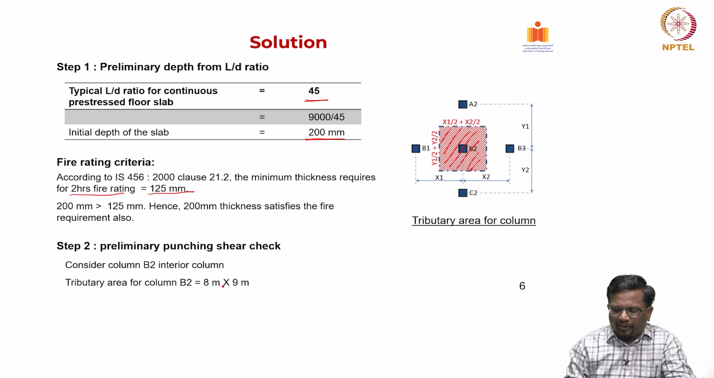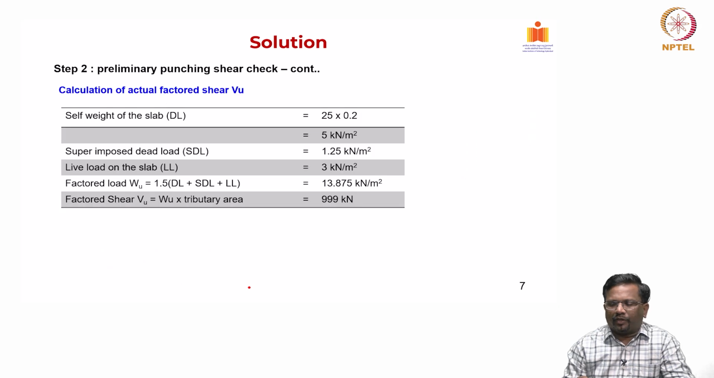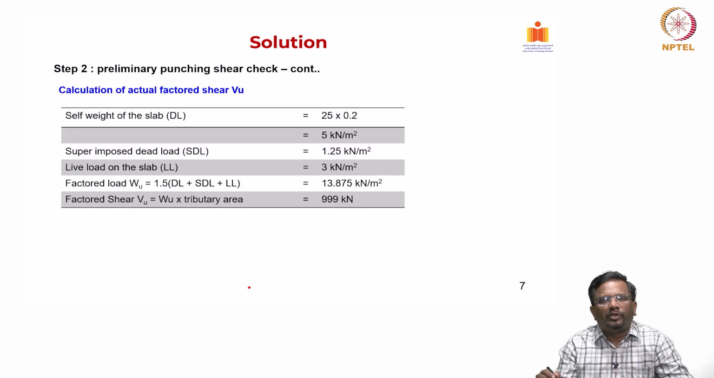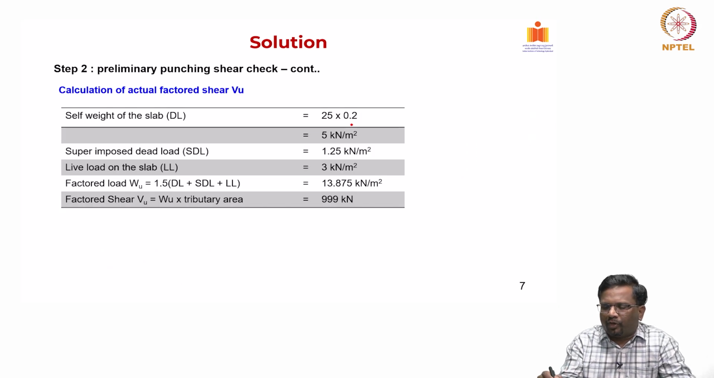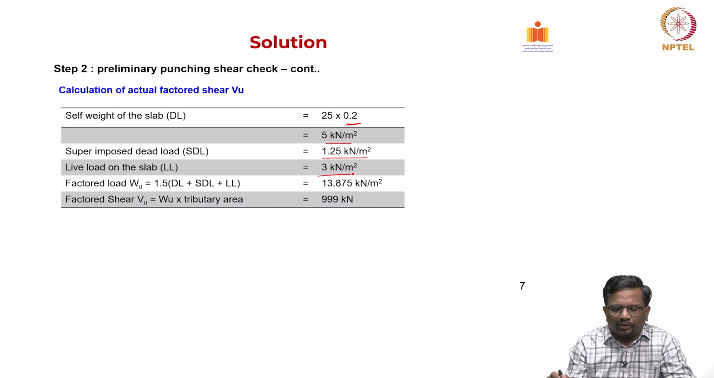Okay. So, the tributary area is 8 meter by 9 meter for a B2 interior column, right, and then we can go ahead and look at the loads now. The self weight of the slab for assumed 200 millimeter is multiplied by the unit weight, which is 25 into 0.2. So, that works out to be 5 kilonewton per meter square, and superimposed dead load is given as 1.25 kilonewton per meter square. Live load on the slab again is given as 3 kilonewton per meter square.